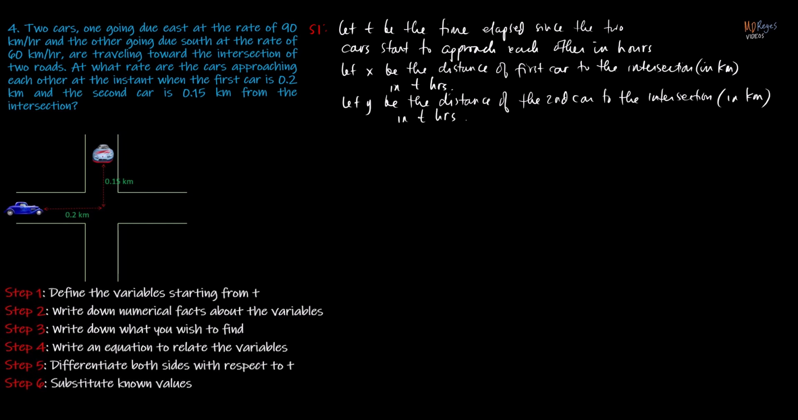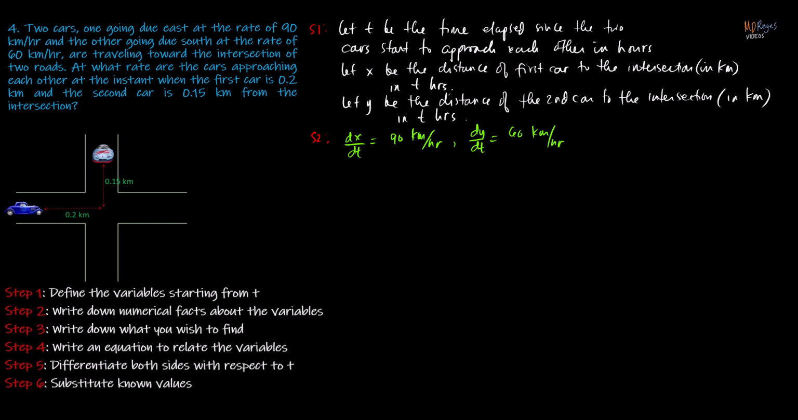Let's go to step 2. In step 2, what is given? You're given 60 kilometers per hour in the problem, and also 90 kilometers per hour. The one going due east is the first car, the blue car. Its distance to the intersection is represented by x, so dx over dt is equal to 90 kilometers per hour. The other going due south, the white car, at the rate of 60 kilometers per hour, so that's dy over dt, 60 kilometers per hour.